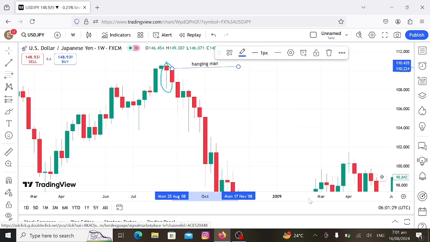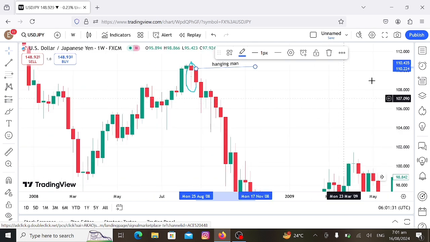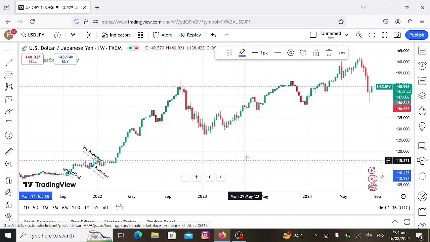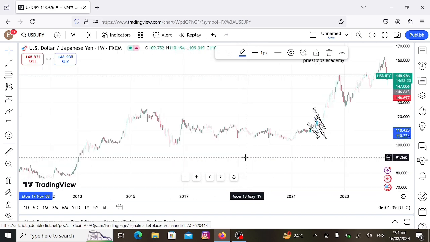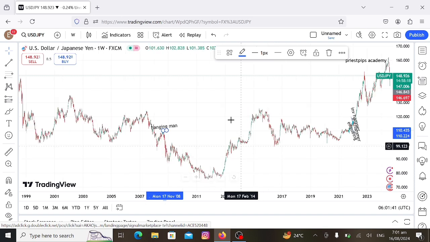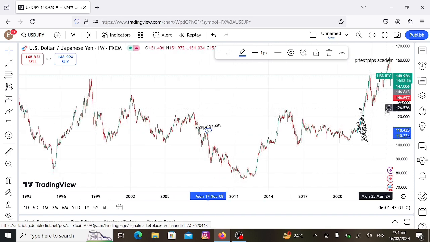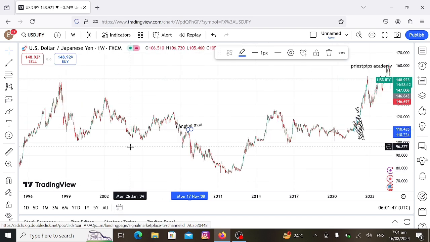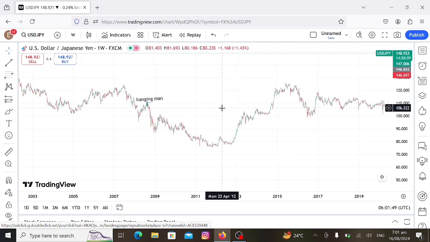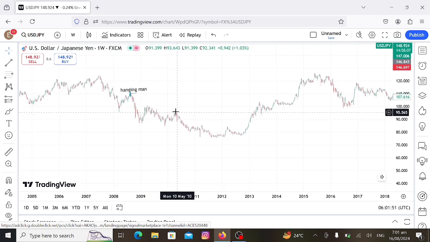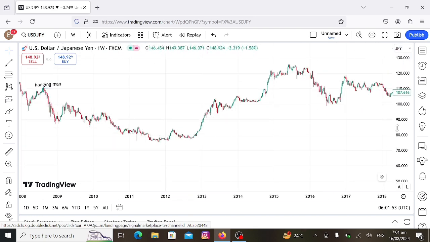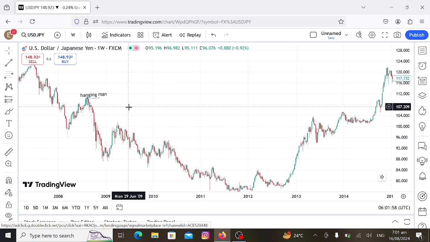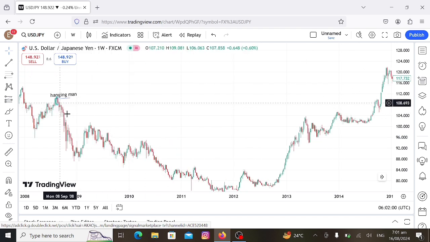The next on the line should be, I'm not going to waste too much time on this one now. Yes, you see, where this hanging man shows here, you can see the direction of the market from this place. See, after this hanging man appeared, the market moved.